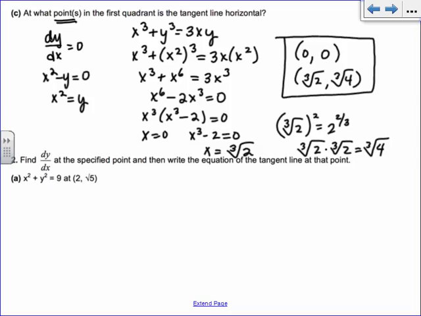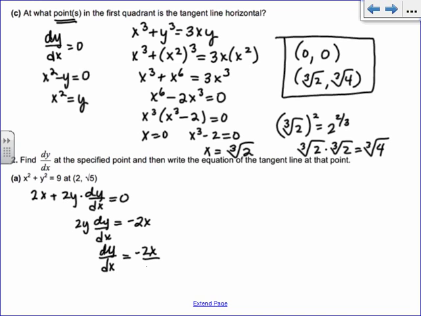All right, so number 2, it says find dy over dx at the specified point, and then write the equation of the tangent line at that point. So find the derivative of y with respect to x. In other words, find y prime. So we're going to do 2x plus 2y times dy over dx equals 0. We're going to subtract the 2x over, and we're going to divide by the 2y. So we get negative x over y. Did you guys all get that for the derivative?